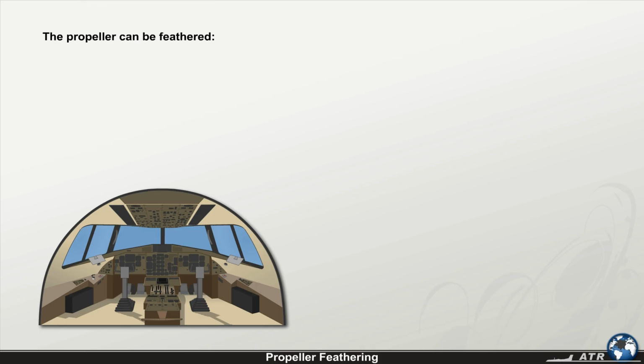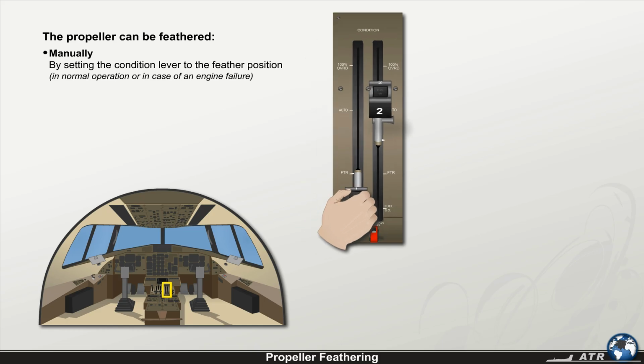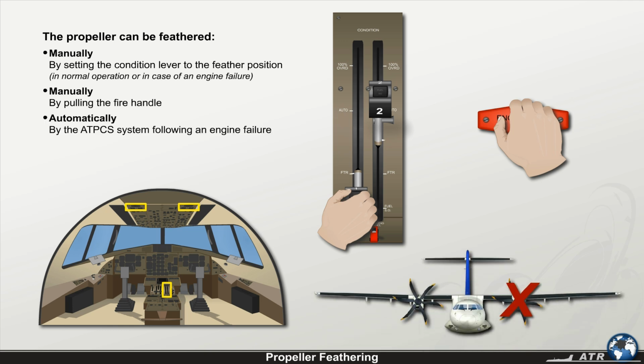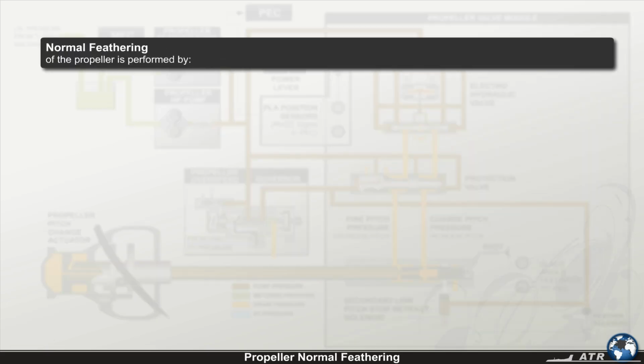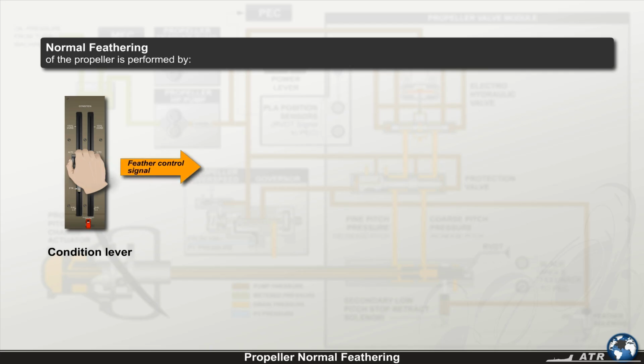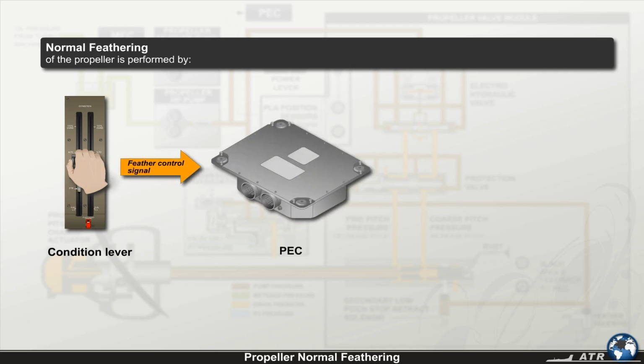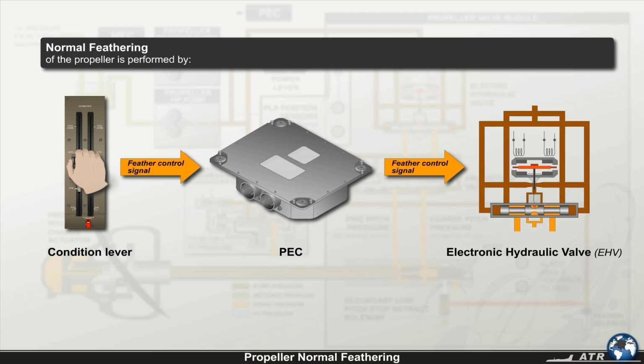The propeller can be feathered manually by setting the condition lever to the feather position in normal operation or in case of an engine failure, manually by pulling the fire handle, or automatically by the ATPCS system following an engine failure. Normal feathering of the propeller is performed by a feather control signal sent from the condition lever through the PEC to the electronic hydraulic valve, EHV.